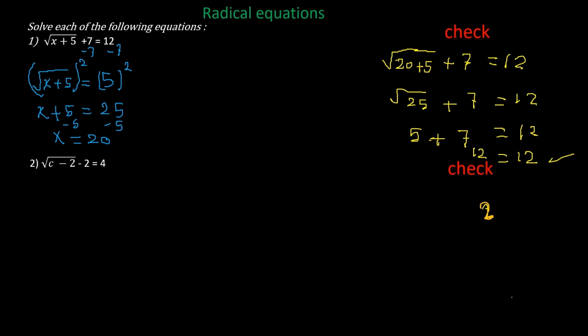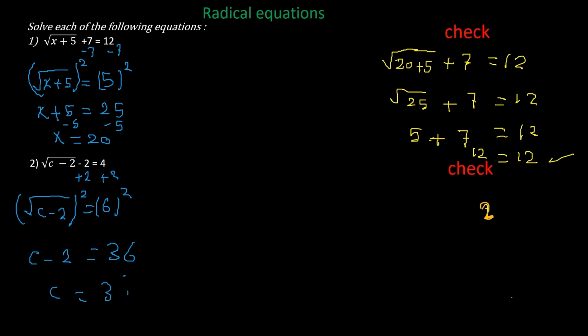Let's do example number 2. It's the same. We have to cancel negative 2 by adding positive 2 to both sides. Then on the right hand side, we will have 4 plus 2 equals 6, and the left hand side will have only the square root. The next step is squaring both sides. So the left hand side will be c minus 2, and the right hand side will be 36. Then c will equal 38.